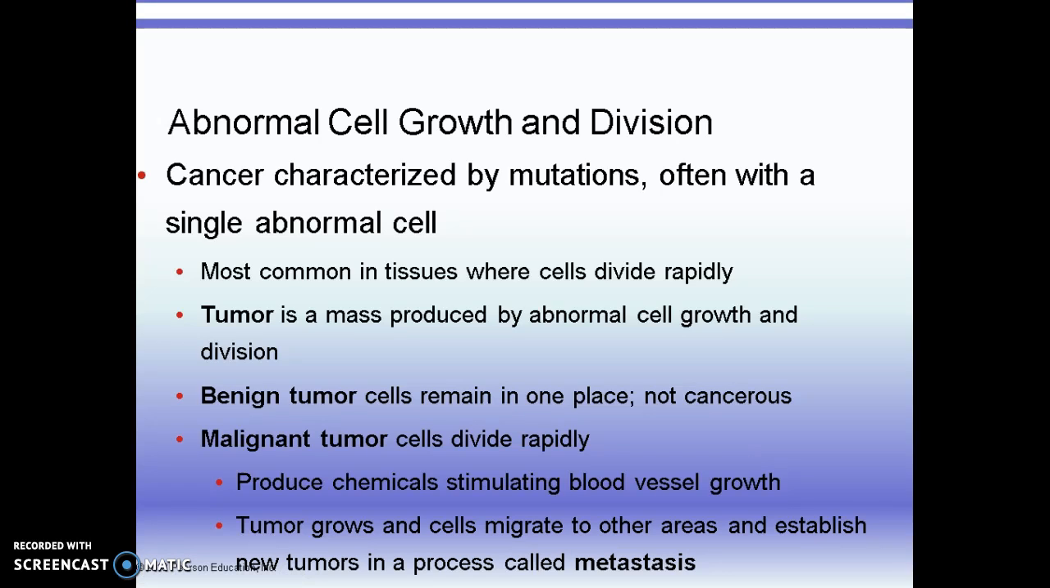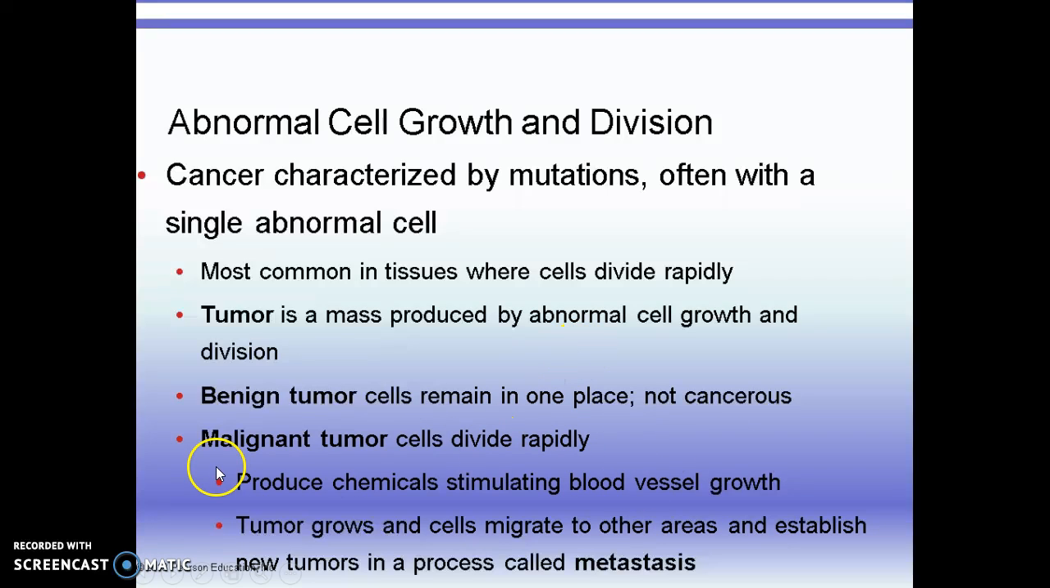Cancer is a problem with this whole process. That is, mitosis continues abnormally. A tumor is a mass produced by abnormal cell growth. Benign tumor is a mass that stays in place and is not cancerous. A malignant tumor is a tumor that's dividing rapidly, but it's changing. It stimulates blood vessel growth to feed it, and the cells can break off and go to other areas of the body, and that is called metastasis.